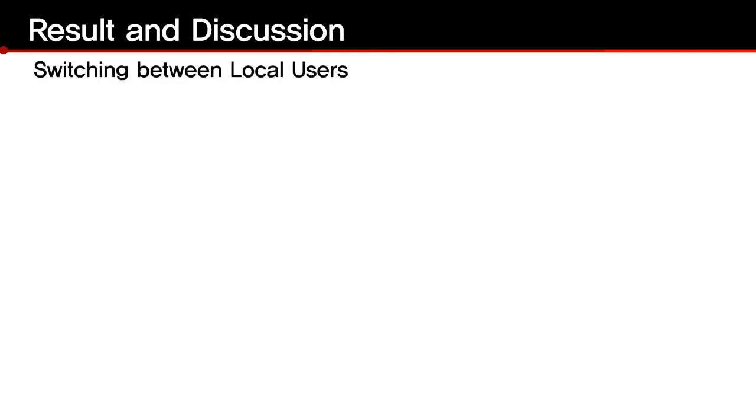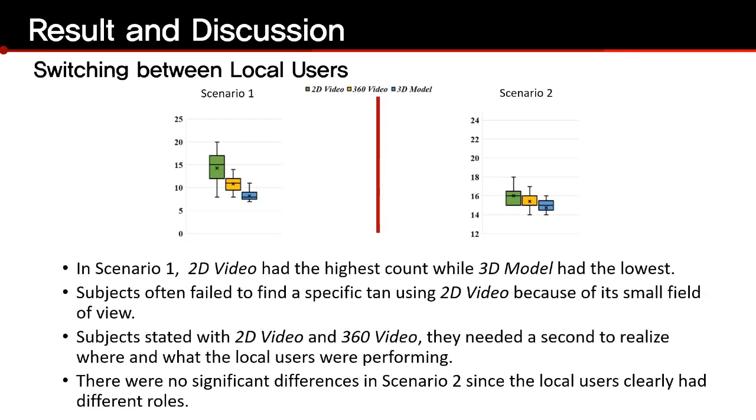We also counted how often subjects switched between the two local users in instructing them. In scenario 1, 2D video had the highest user switching count while 3D model had the lowest. We observed that subjects often failed to find a specific TAN using 2D video because of its small field of view. Some of the participants stated with 2D video and 360 video, they needed a second to realize where and what the local users were performing. There were no significant differences in scenario 2 since the local users clearly had different roles.